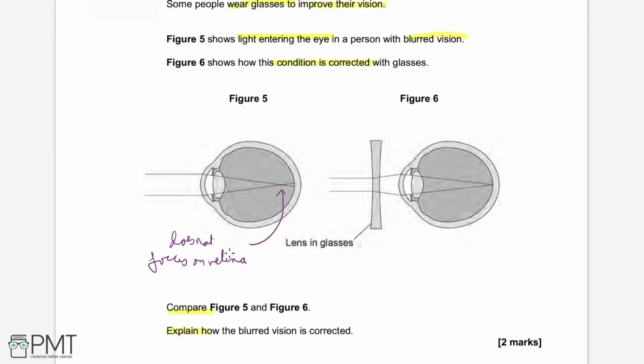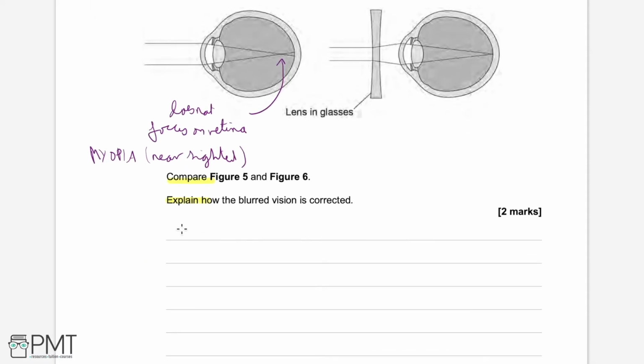Well, as we've already said, the light does not focus on the retina, and since it focuses before the retina, it's known as myopia. Now this is what's commonly known as nearsightedness, where people can see near objects clearly but cannot see objects farther away. So this will be the first of our 2 marks. That figure 5 shows myopia, where light focuses before the retina.